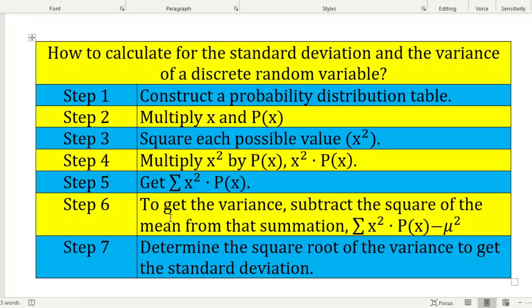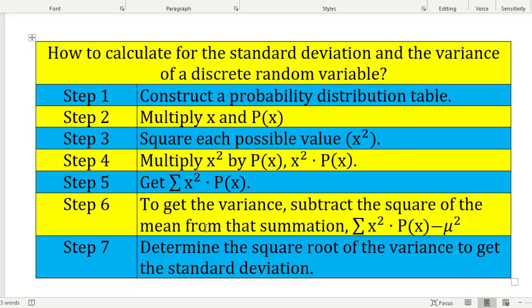Step 6, this is to get the variance. We subtract the square of the mean from that summation. This refers to the mean of our discrete random variable. We subtract the square of the mean of our discrete random variable from the summation that we got in step 5. And to determine the standard deviation, we simply find the square root of the variance.